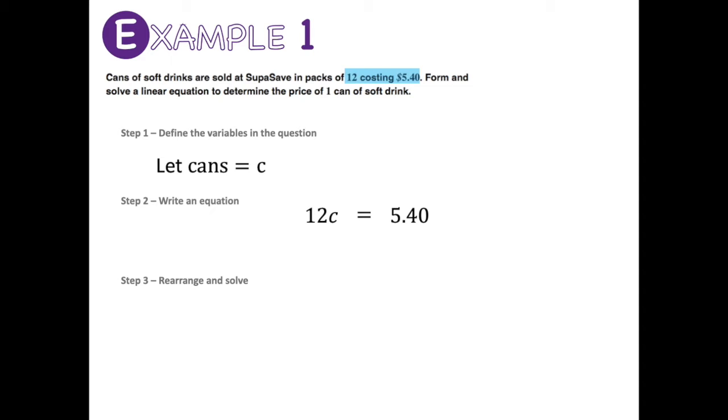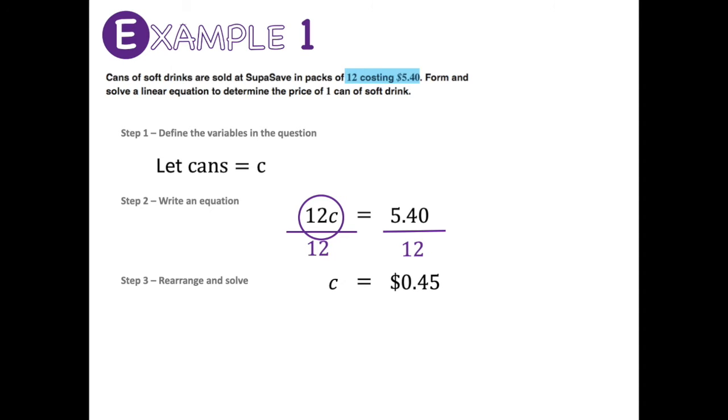My last step is to rearrange and solve. Looking at 12C, I want to get C by itself, so I need to remove the multiply by 12. The opposite of multiplying by 12 is divide by 12, so divide by 12 on both sides. So C is going to equal $5.40 divided by 12, which is 45 cents. So one can of soft drink in my example is going to cost 45 cents.